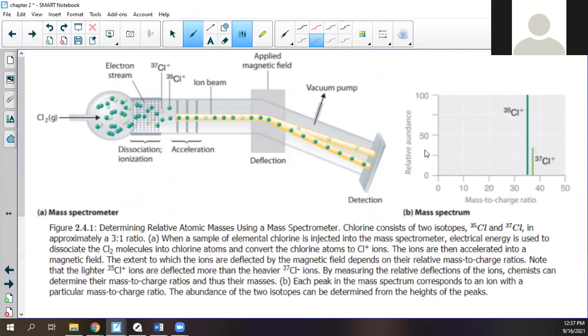It consists of two isotopes. Okay, here's your sign, one tall, one small. So our mass, we would assume, has to be pretty close to 35.5. The extent to which the ions are deflected by the magnetic field depends on their relative mass to charge ratios.